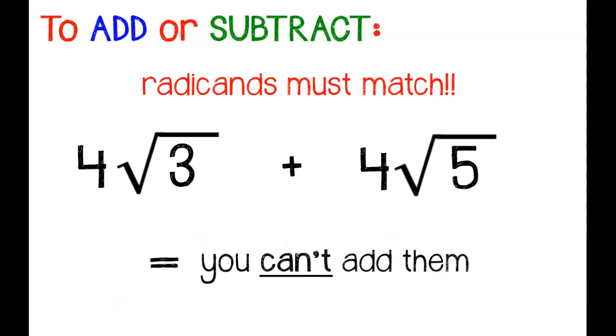All right, how about this one? 4 square roots of 3 plus 4 square roots of 5? Well, just because the coefficients match doesn't mean you can add. If the radicands don't match, you can't add them. So it's not that this problem has no answer, it's just that the answer is 4 square roots of 3 plus 4 square roots of 5. And if you can't do the math, you leave the math.